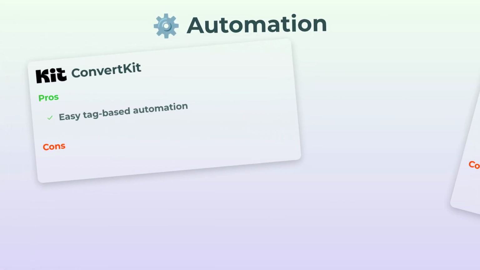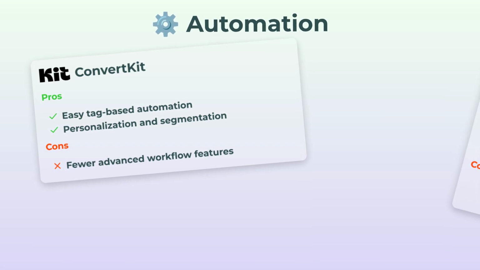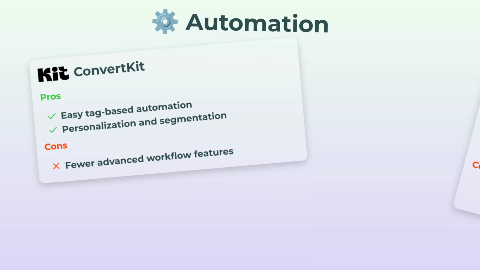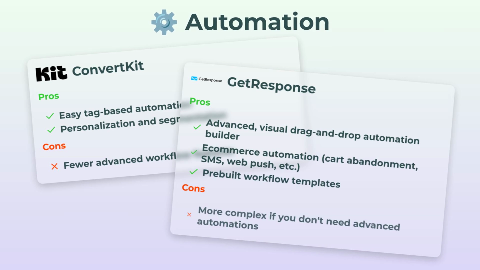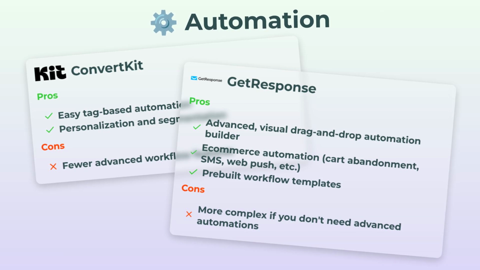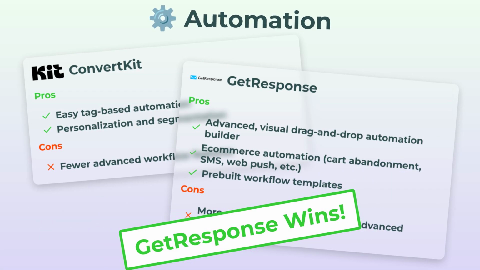Now, automation. With ConvertKit, it's all about tag-based triggers and basic personalization. Definitely easy. Like, you don't need a manual or anything. But if you wanted crazy advanced workflows, well, you're kind of left wishing for more. GetResponse, though. Wow, this is where it gets wild. Full-blown drag-and-drop builder, shiny pre-built templates, and even e-commerce things like cart abandonment, SMS, and web push. The flip side is, if you just need something simple, it might feel overwhelming or kind of bloated. Honestly, GetResponse wins hands down for automation, especially if you like tinkering.